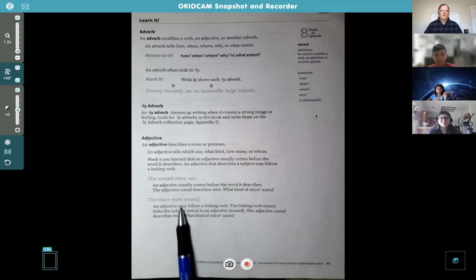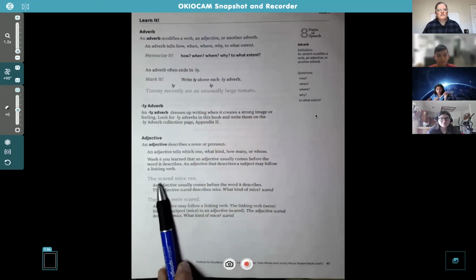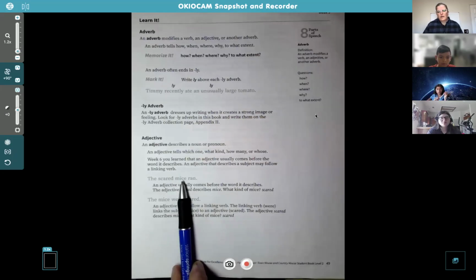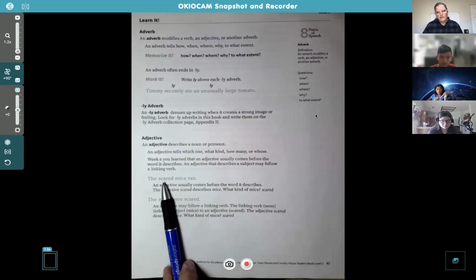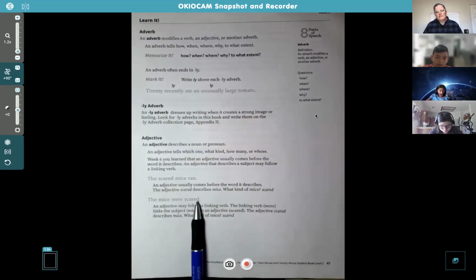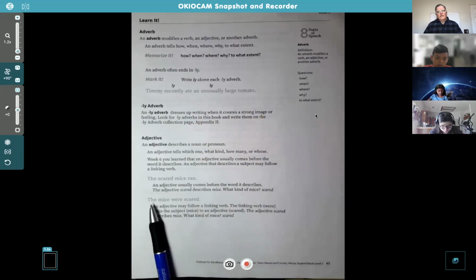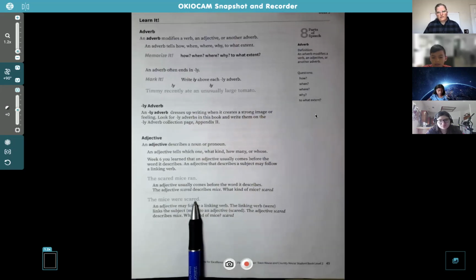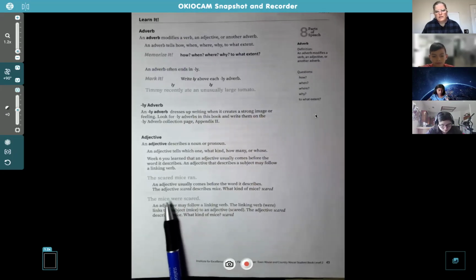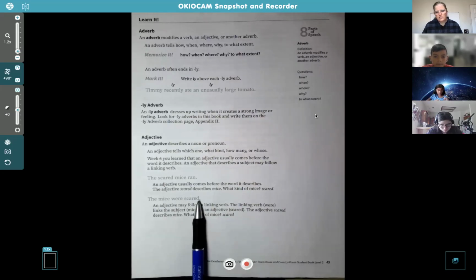So here's two different ways you're going to see these adjectives. The scared mice ran. That one's easy to spot. It's right before the noun mice. Scared is telling us what kind of mice they are. They're scared mice. Okay, that's an adjective. But sometimes there's a linking verb between, like this one. The mice were scared. So scared is still the adjective, but were is a linking verb. It's linking between the noun mice and the adjective scared. So it's just another way to say it.